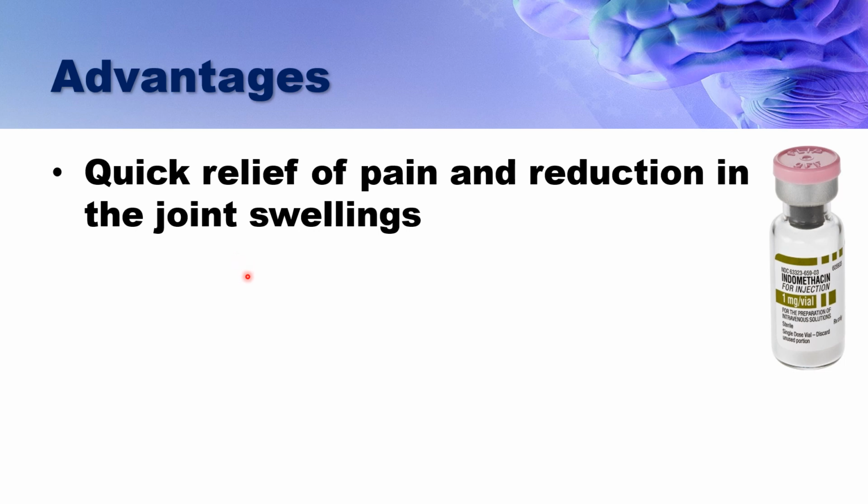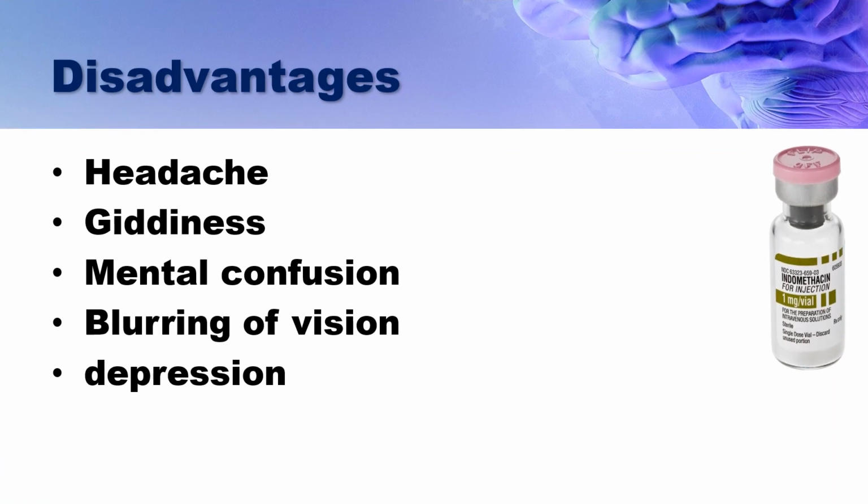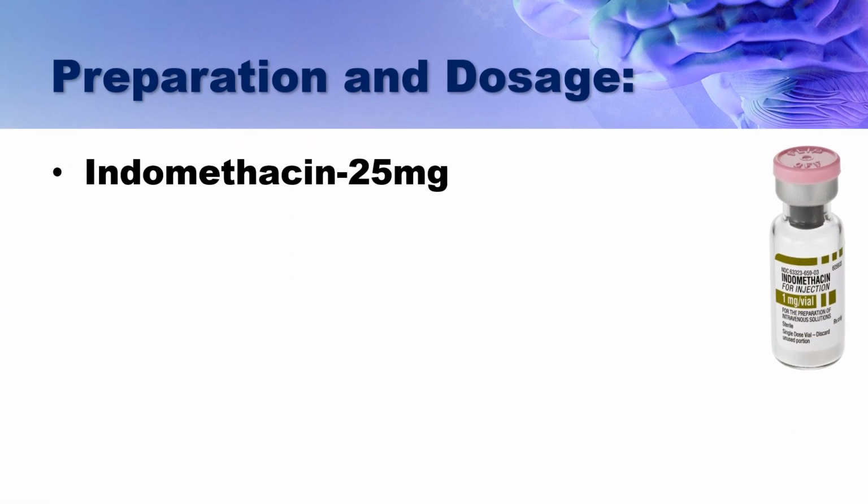Advantages: it gives us quick relief of pain and reduction in the joint swellings. Disadvantages: it causes headache, giddiness, mental confusion, blurring of vision and depression. Preparations and dosage of indomethacin is 25 mg.